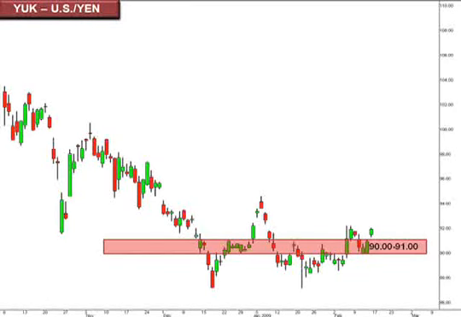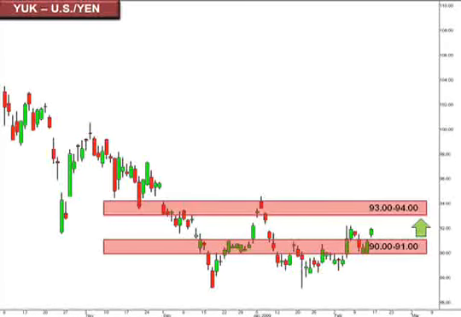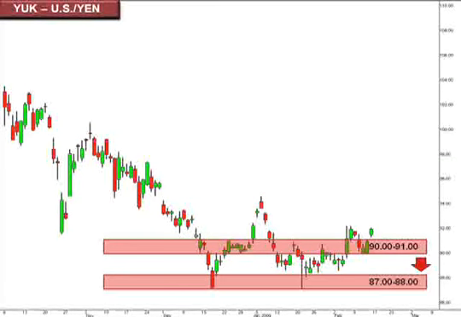Next up, the YUK, the US versus the Japanese yen, and we identified the 90 to 91 focal zone as being an important support level for this pair value. As you can see, last week the YUK pulled back into this area and bounced, suggesting a test of that 93-94 focal zone as being a high probability. Now, a break and a close below 90 opens the window for a test back down into that 87-88 support.